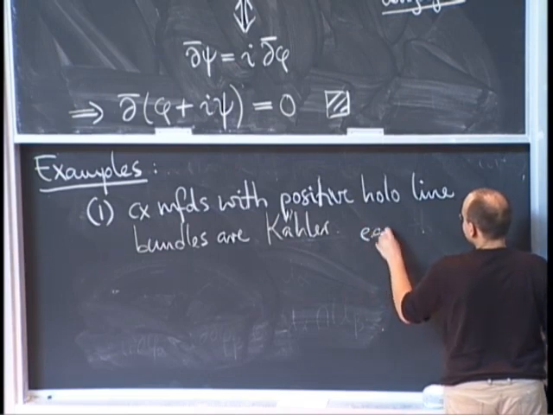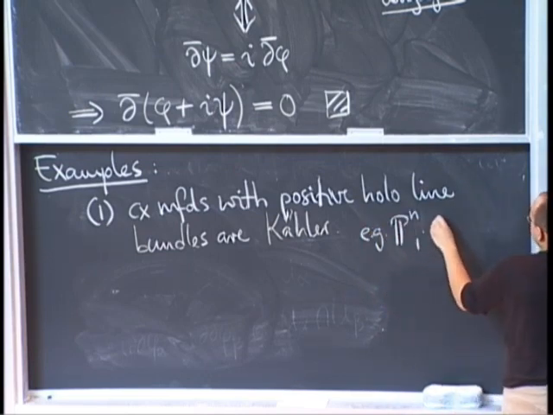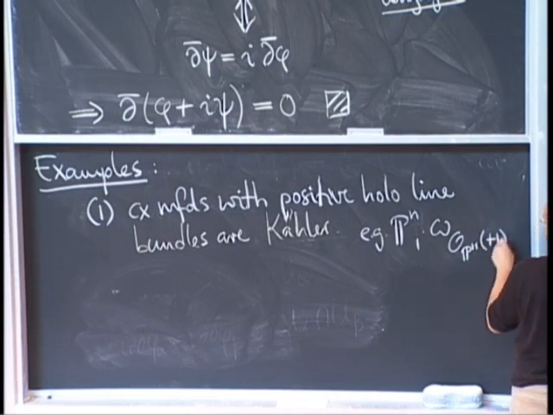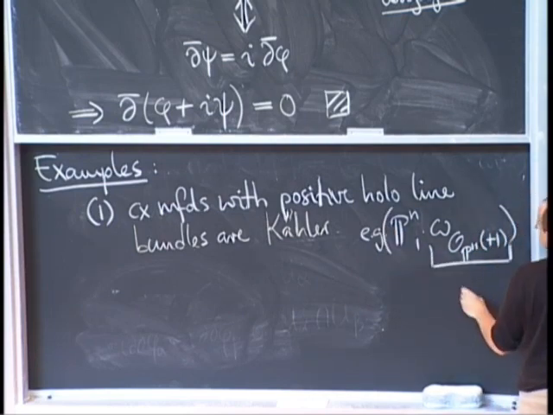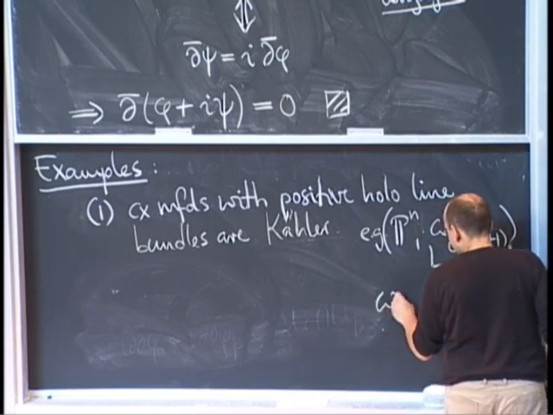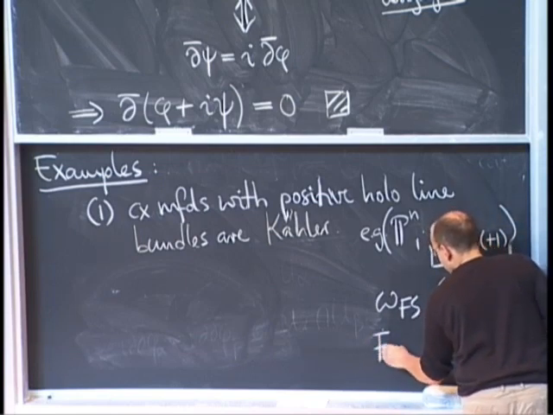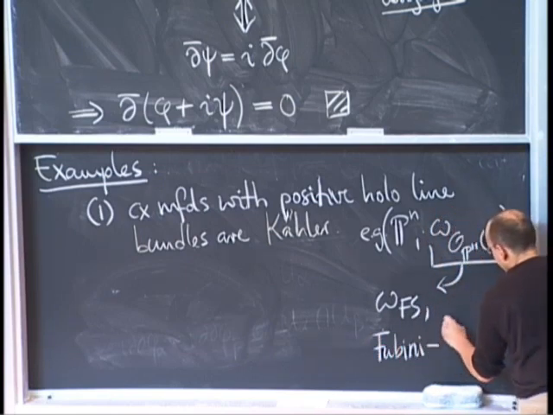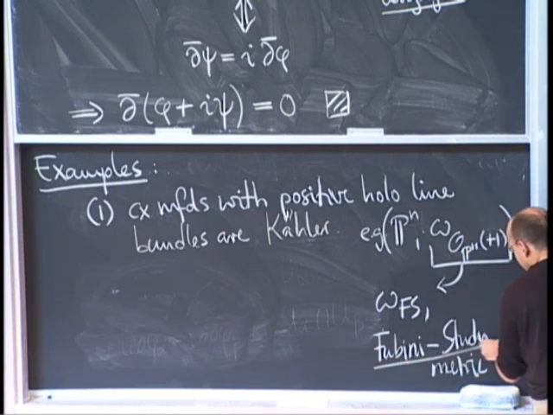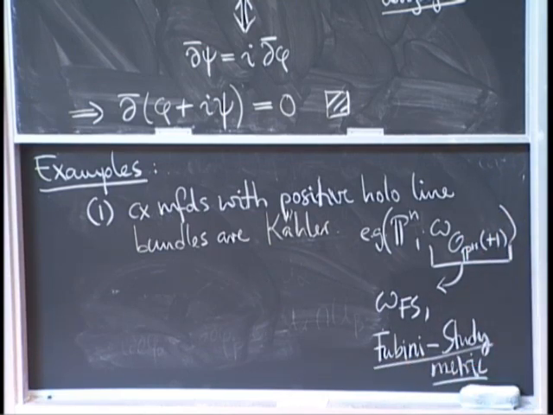For example, projective space itself, P^n, and you're taking the curvature form of this canonical metric on O(1). If you view that as a Kähler form, then you would usually call that the Fubini-Study metric. This particular curvature form that I constructed last week has a lot of symmetry.